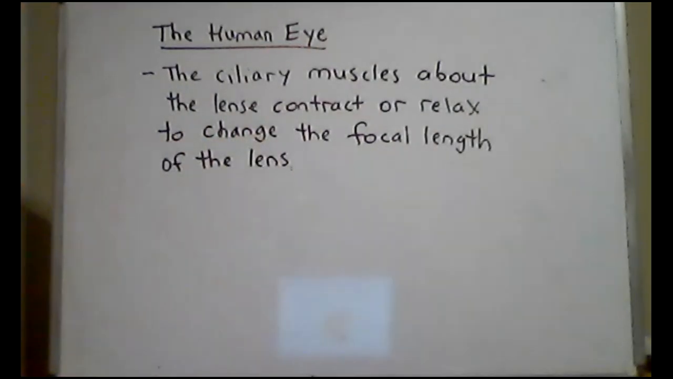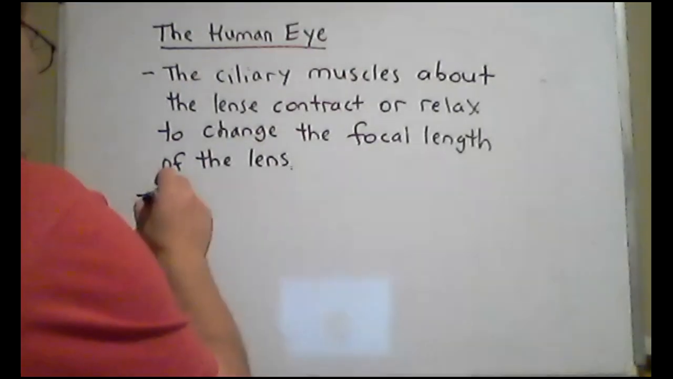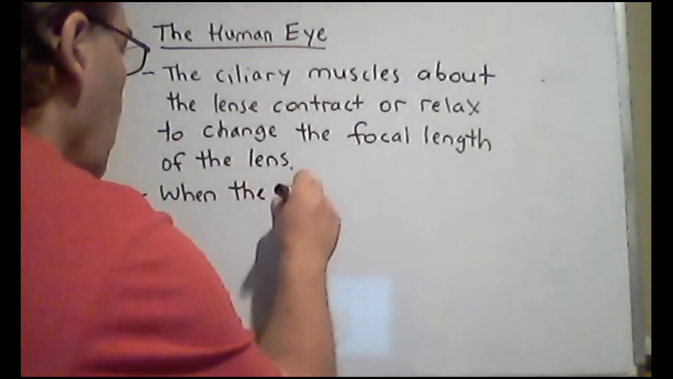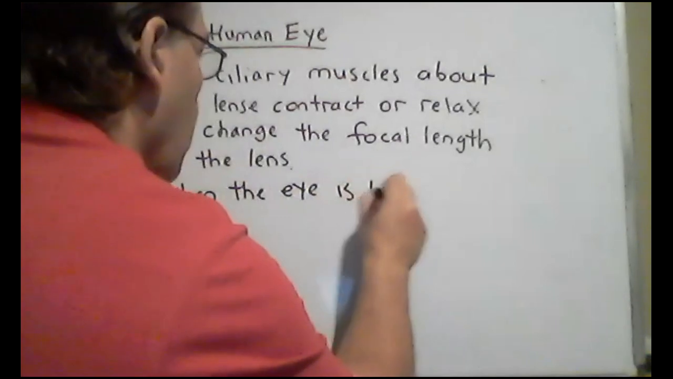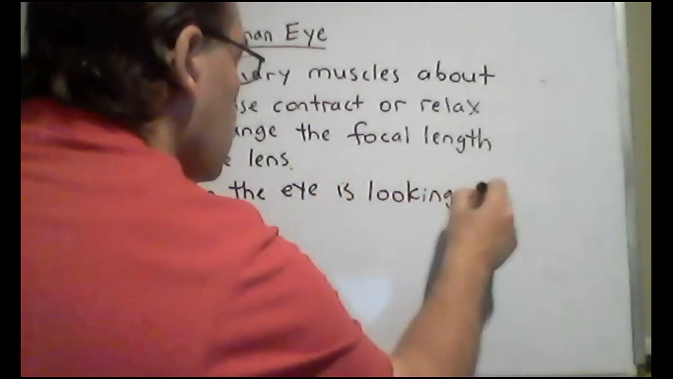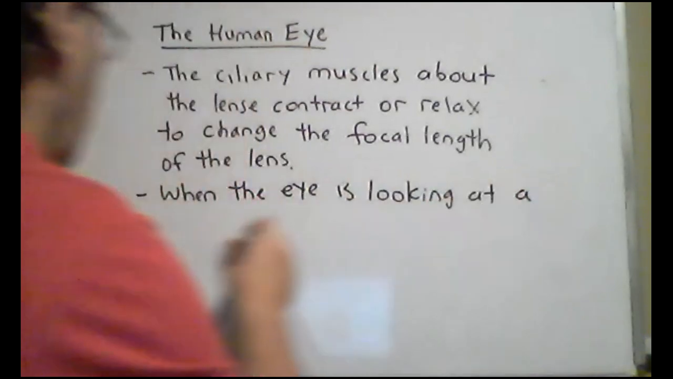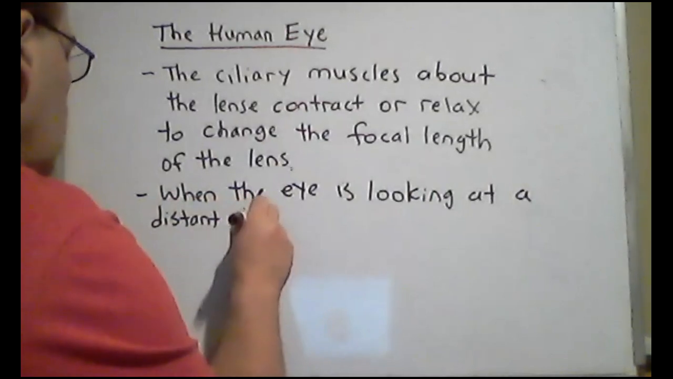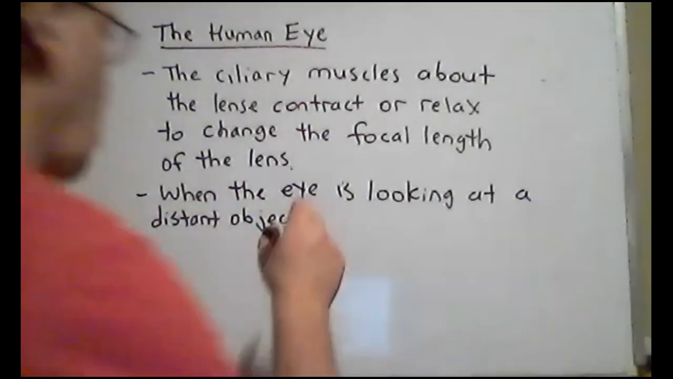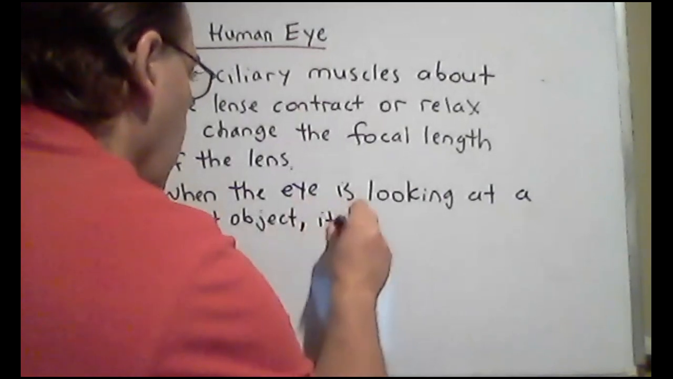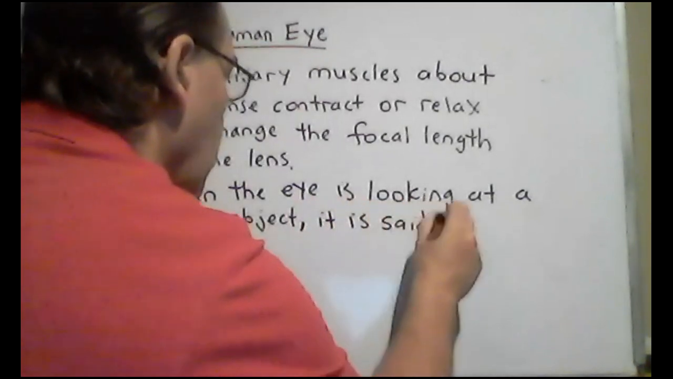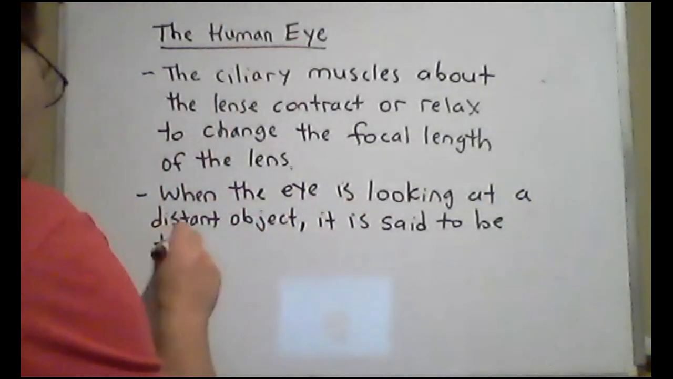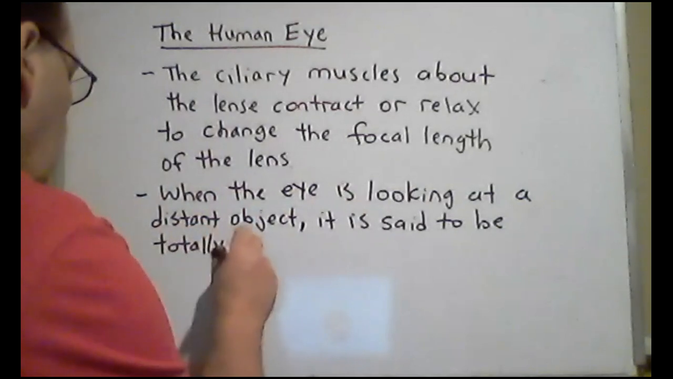Okay, and so when the eye is looking at a distant object, it is said to be totally relaxed. The ciliary muscles are totally relaxed, and so this is actually a true term, totally relaxed.